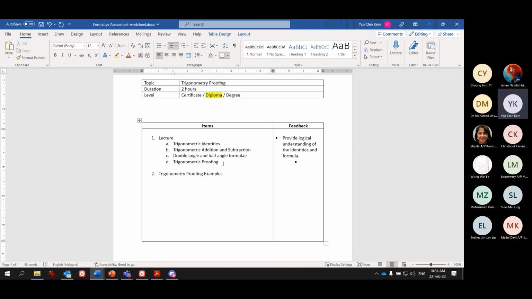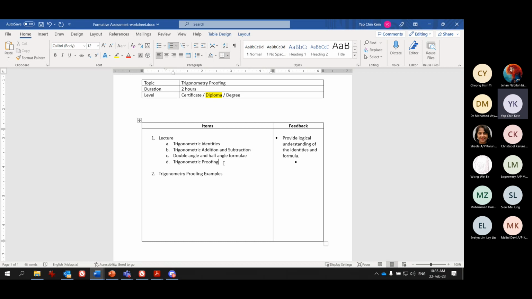So how I get the feedback is I will actually ask the students how do we identify the identities and formulas that are formed from A, B, and C, and then through the understanding of these three subtopics, it then applies into the proofing section itself.